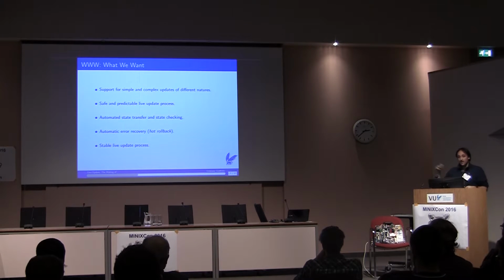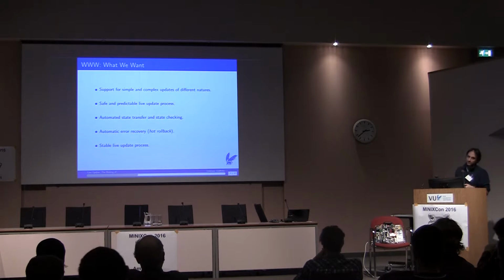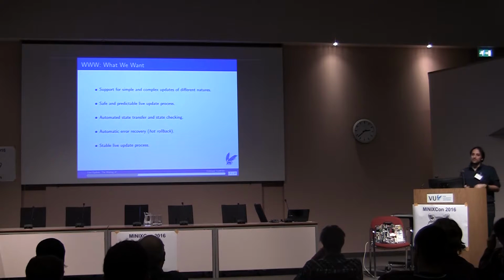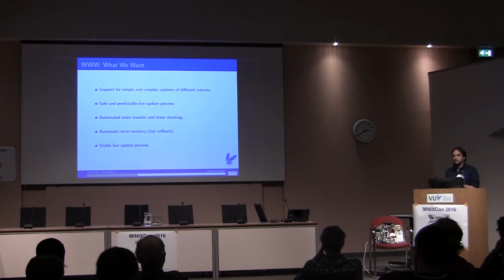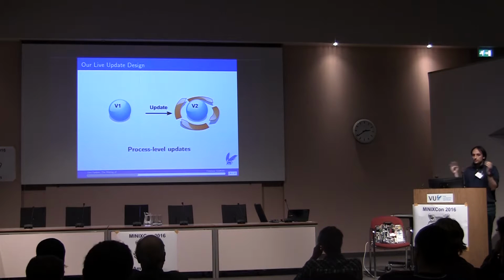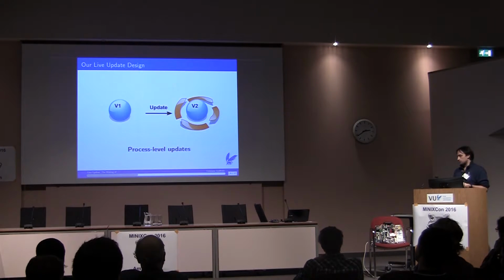And if there is, say, a crash at live update time, we would like the ability to automatically recover. So do what we call hot rollback, which is essentially switching back the execution to the old version, to version 1 of the operating system, and resume execution there safely. Finally, we want a stable live update process without memory address space fragmentation over time as we deploy more live updates. Now, to ensure all these properties, our live update design is based on 3 key principles.